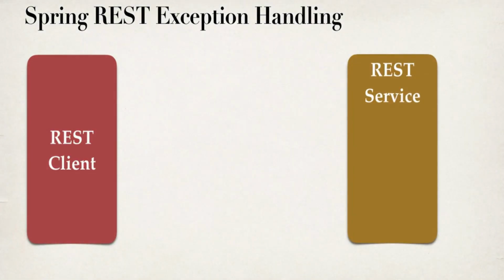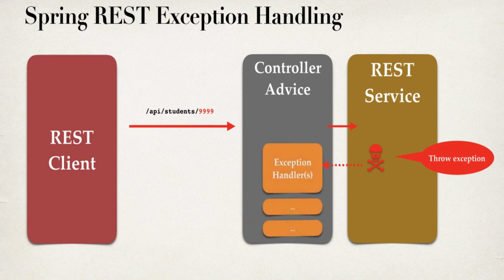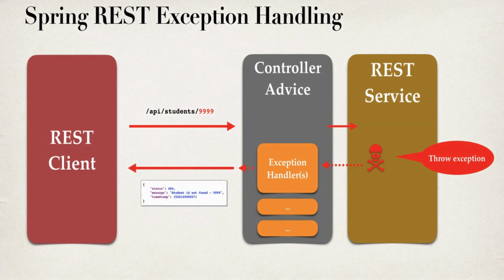And then just as a recap here, we have our client and our service. We make a call to the service. The controller_advice can pre-process the request. Our REST service will execute, and then we throw an exception. The exception handler code is no longer in the service. It's now in the advice. Those exception handlers will get triggered. We'll handle the exception accordingly, and then we'll send back the data as a JSON response to the calling program.